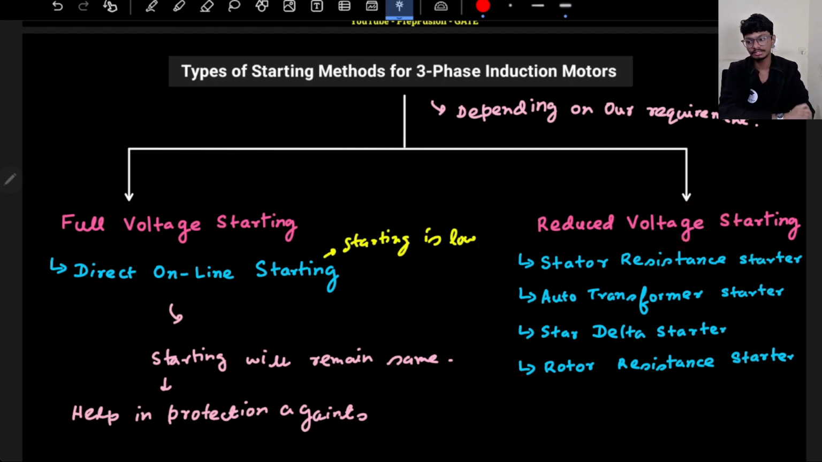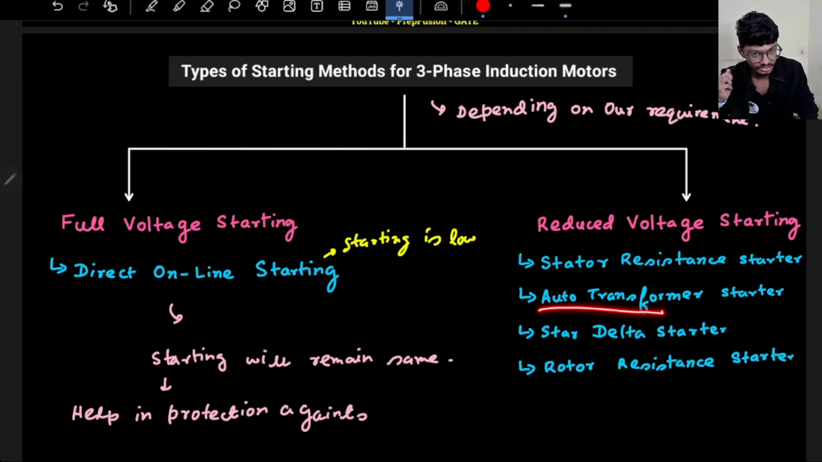We will not apply the full rated voltage, we will reduce the voltage. In reduced voltage starting, there is the stator resistance starter. It will be similar to a starter of DC machines. Those who have studied DC machines will know about this. We will connect resistance on the stator side, so that whatever huge current is flowing, there is a voltage drop on the stator side, and full voltage is not applied to the rotor side, so the current will be reduced. But there will be power loss in the stator resistance. So it is kind of a trade-off.